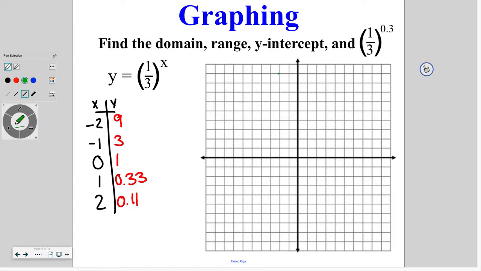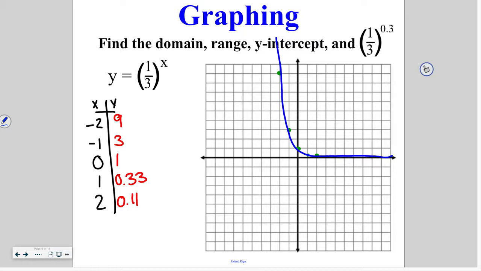So I've got -2, 9, 1, -1, 3, 0, 1, and then we've got our points at the end. Again, it is going to be curving and have that flat line at the bottom. So in this case, our flat line is coming from the right and then going up.